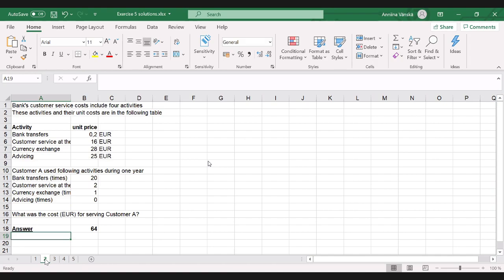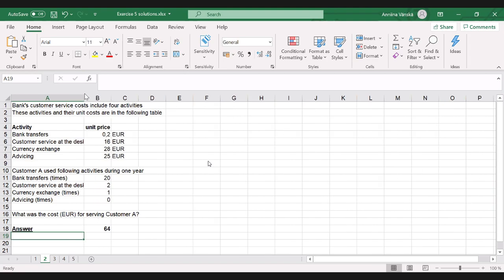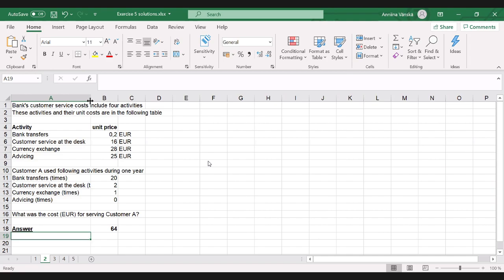Then we move on to a different industry. We move on to a bank where there's a customer service, and they have defined that they have 4 activities, which are bank transfer, customer service at the desk, then they have currency exchange, and then they are advising. They have also calculated the unit prices for each of these different activities, different services they have.